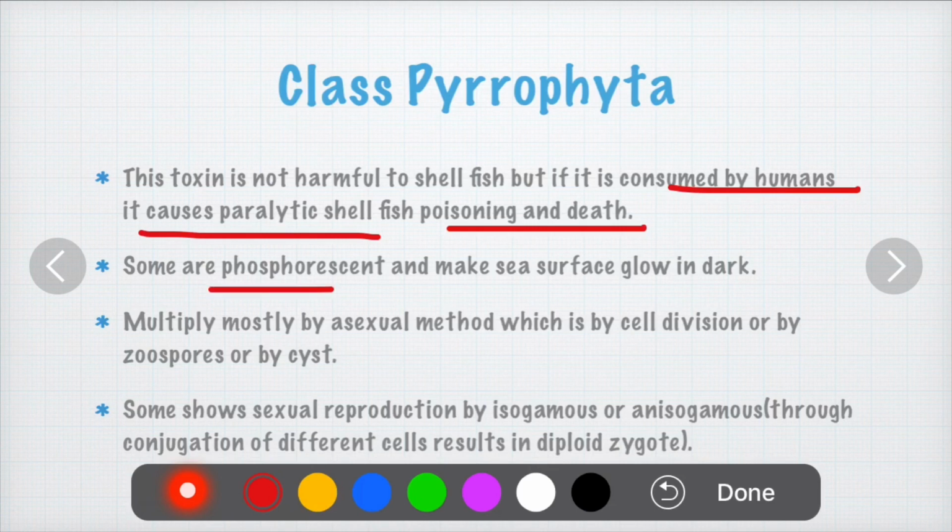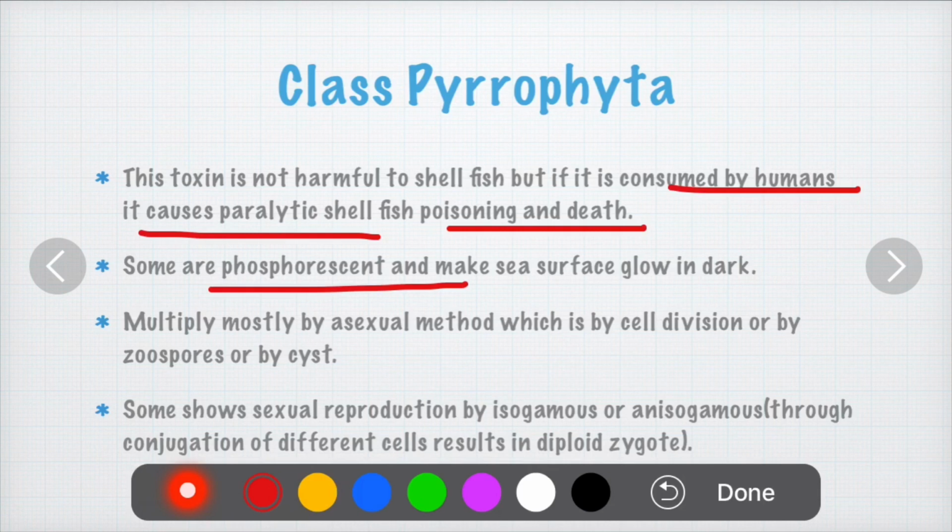Some are called fluorescent because they make the sea surface glow in the dark or at night. It is because of the pigment present in them, fucoxanthin, and their cell wall is made up of a number of plates, which are further hardened with silica. That's why they are called phosphorescent, because they make the sea surface glow in the dark during night time.